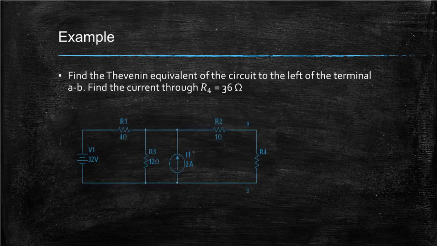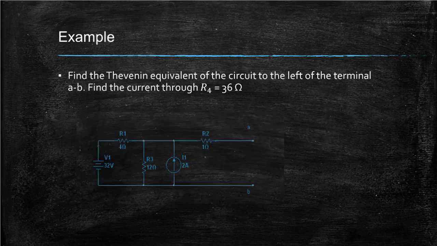In this example, we will find the Thevenin equivalent of the circuit to the left of the terminals AB and find the current through load resistor R4 when it is 36 ohms. First we will remove the load resistor so we can work on the rest of the circuit. The rest of the circuit is what we will use to find RTH and VTH.